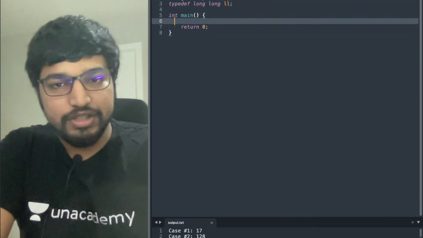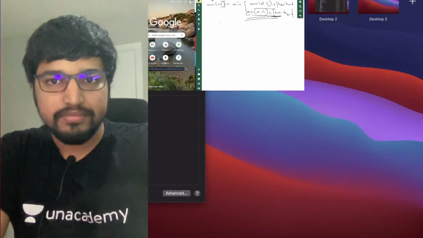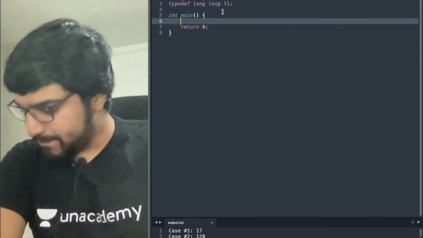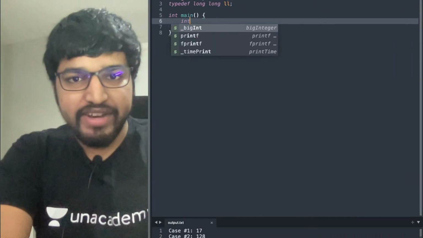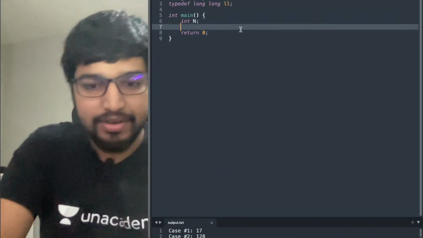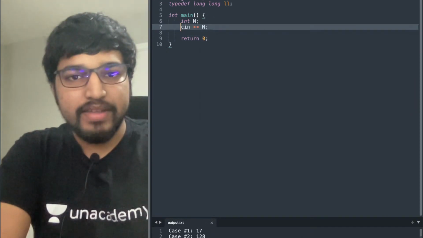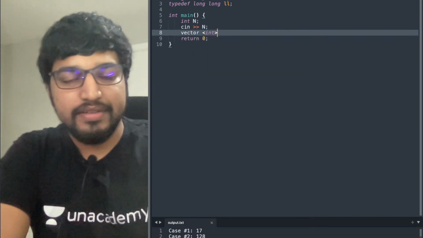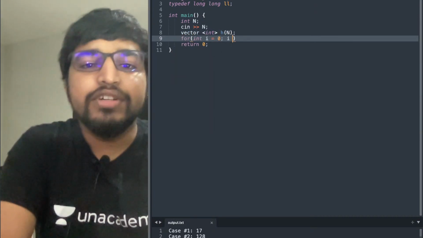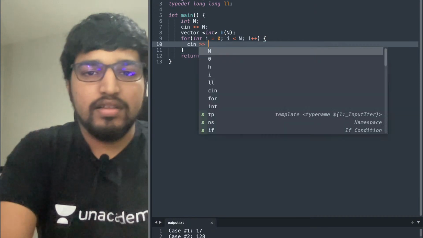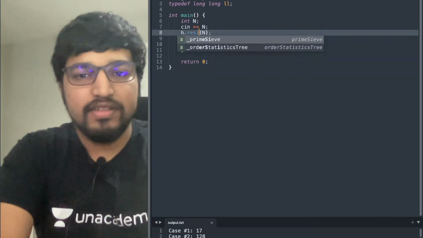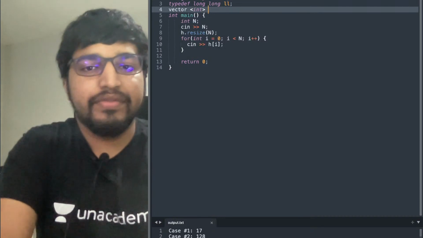All right. So what are we given? We're given integer n, and then n numbers, h1, h2, so on till hn. Got it. We take the input n. vector int h of n, for int i equals 0, i less than n, i plus plus, cin h of i. Now, let's declare this globally for now. vector int h.